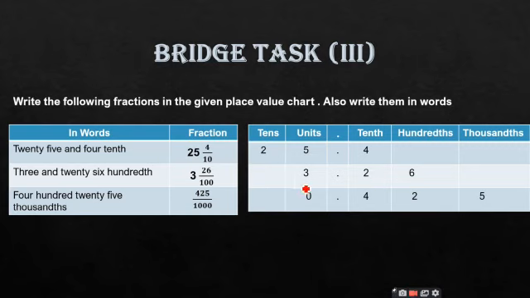Now we have 0.425, there is no number in the whole part, so we write 425 thousandths. So this is a place value chart. We have written the fractions. First we convert the fraction into the decimal, then we write them in a place value chart, and then we write them in words.